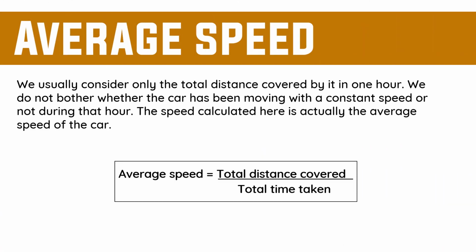Average speed. A car cannot always move with a constant speed. Each second, or each unit of time, it changes its direction and its speed. So at that time, how can we calculate the speed? In that case, we use average speed.